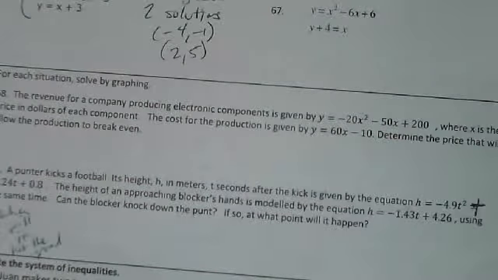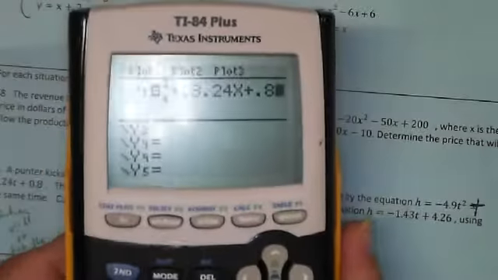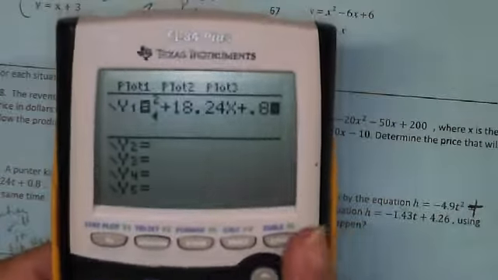Go to your y equals, and let's put in -4.9 x squared plus 18.24 x plus 0.8. So I put all that in the calculator.